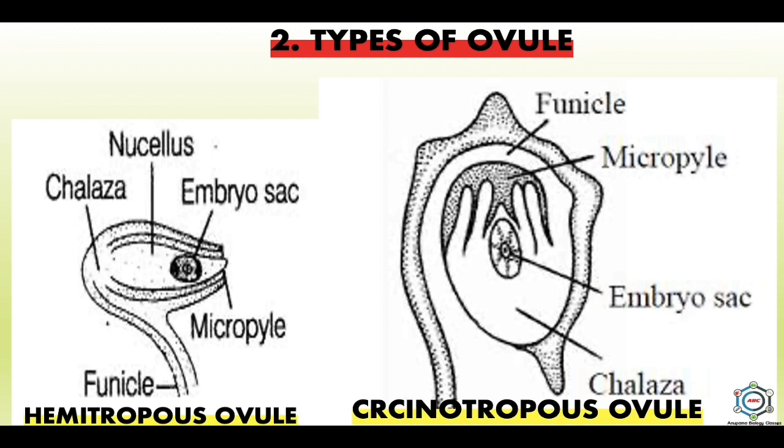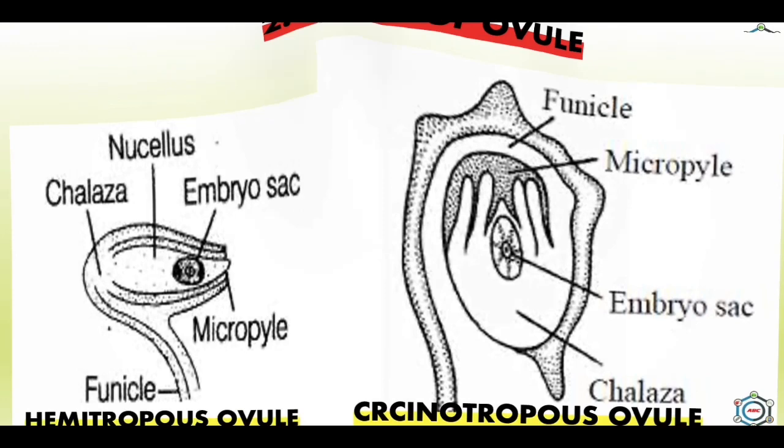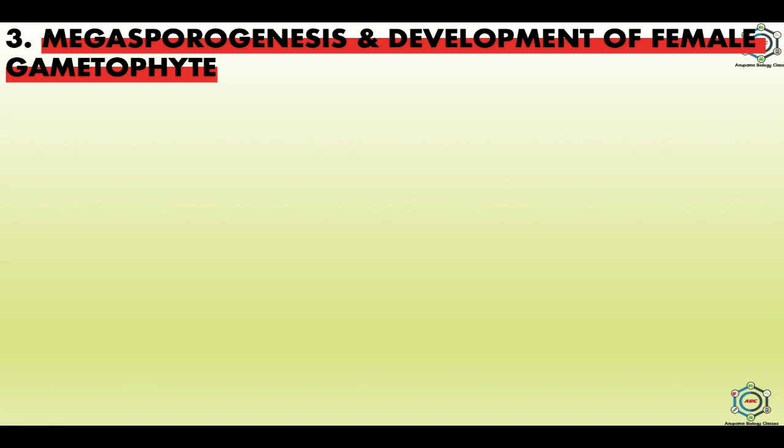And the last is hemitropous ovule, in which the body of the ovule is twisted only halfway, so that the degree of curvature is intermediate between the orthotropous and anatropous, like Ranunculus. So these are the complete 6 types of ovule found in the angiosperms. Now the megasporogenesis and the development of the female gametophyte.